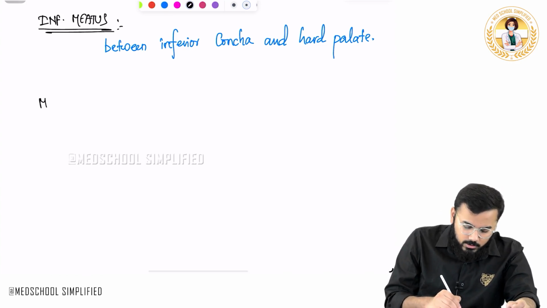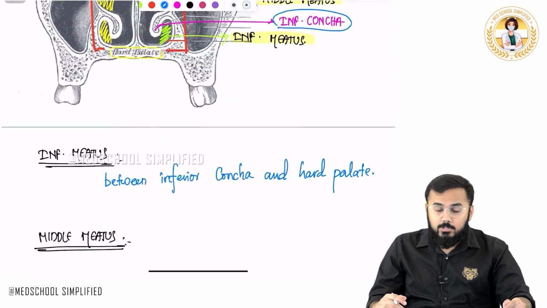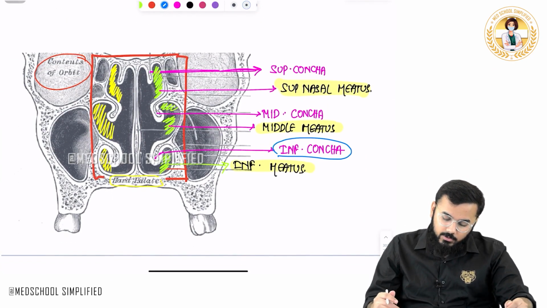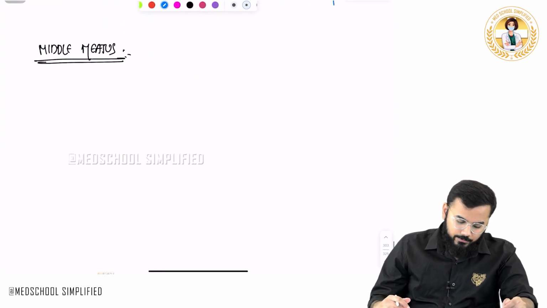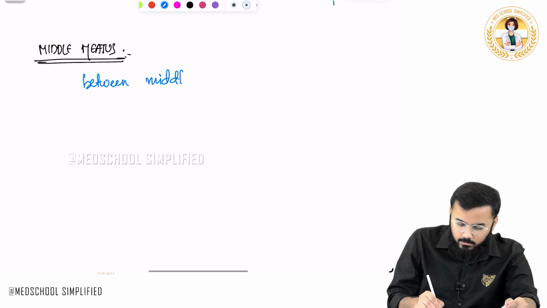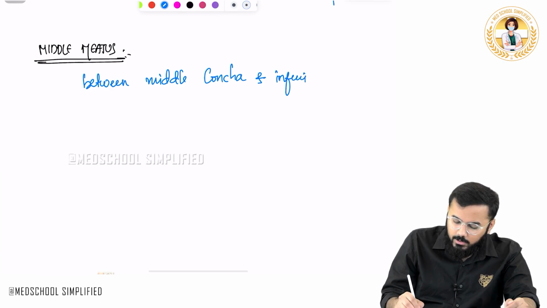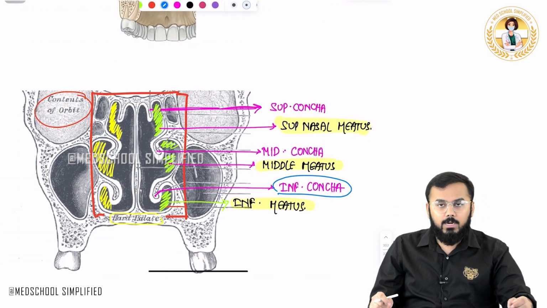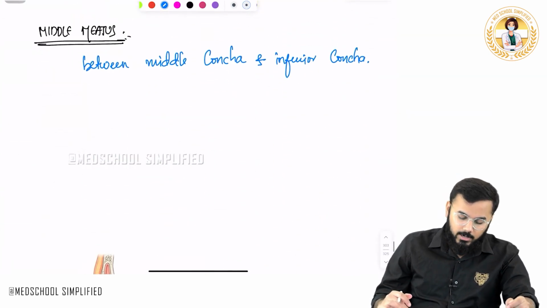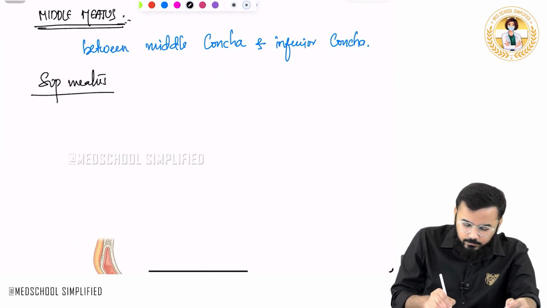Next, when it comes to the middle meatus, where is it located? This middle meatus is located between the middle concha and the inferior concha. After that, if you look at the superior meatus, where is it located? It is located between the superior concha and the middle concha.